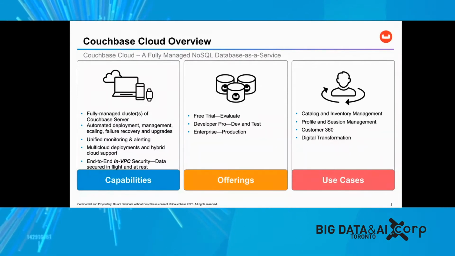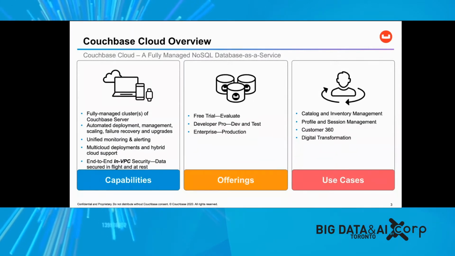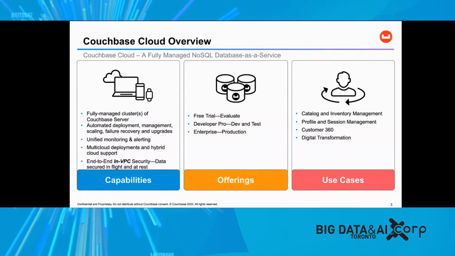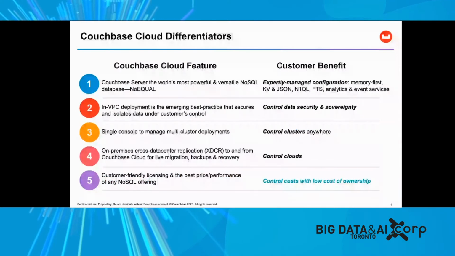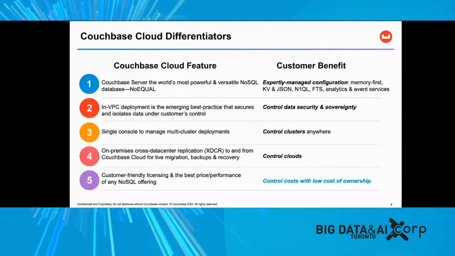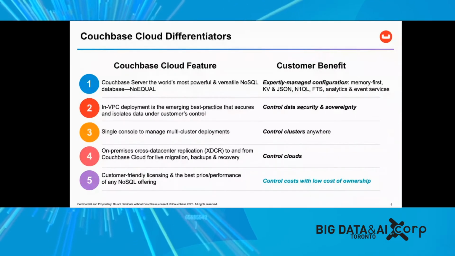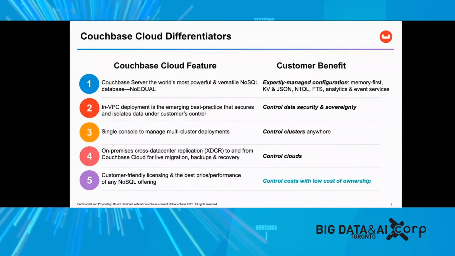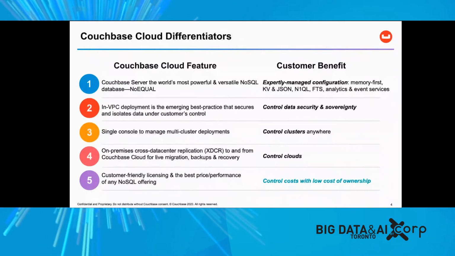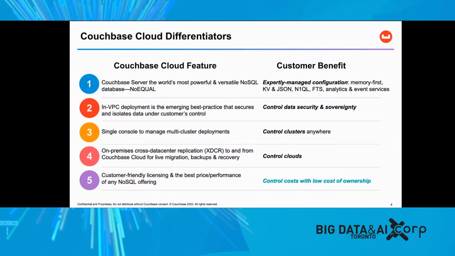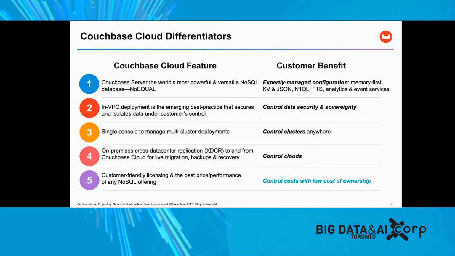And then some of the use cases, not all of them, that we see fit in Couchbase Cloud: digital transformation, customer 360, profile and session management, catalog and inventory management. Some of the Couchbase Cloud differentiators over other competitors: again, we brought all our stack to the cloud, all our services and all our strength that we have from Couchbase Server to the cloud. So the memory first architecture, key value and JSON document support. We have full query support for N1QL, which is SQL for JSON, full text search and analytics, eventing. All of this is coming to the cloud.